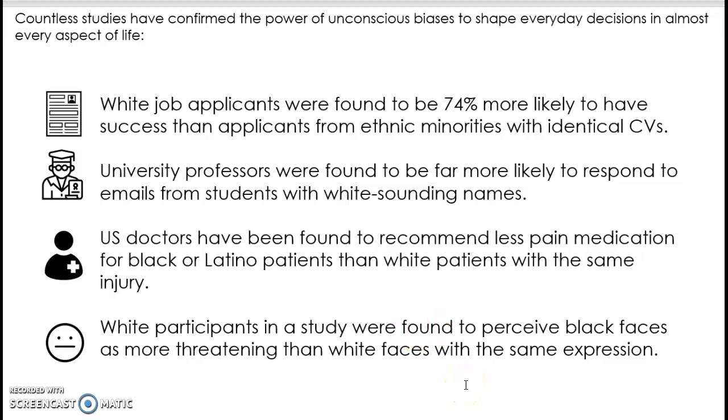White participants in a study were found to perceive black faces as more threatening than white faces with the same expression. So just 4 examples of different ways in which people are unconsciously judging black people in a way which is judgmental but also renders them as inferior. So it's really important that we're aware of this, because if we're not aware of it, we can't challenge it and we can't change the way people behave, and we can't consider whether we ourselves behave in this way.